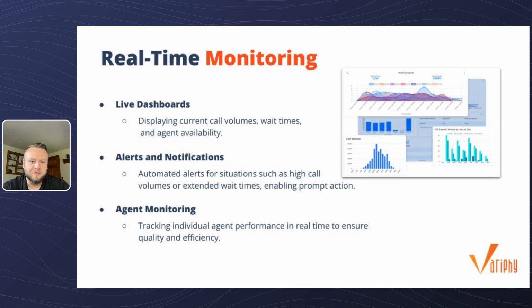But just being able to see this information in real time is really where that real power comes in, because without some type of real-time monitoring, you could have agents that are struggling for an hour and a half, and you would really have no idea what's going on.